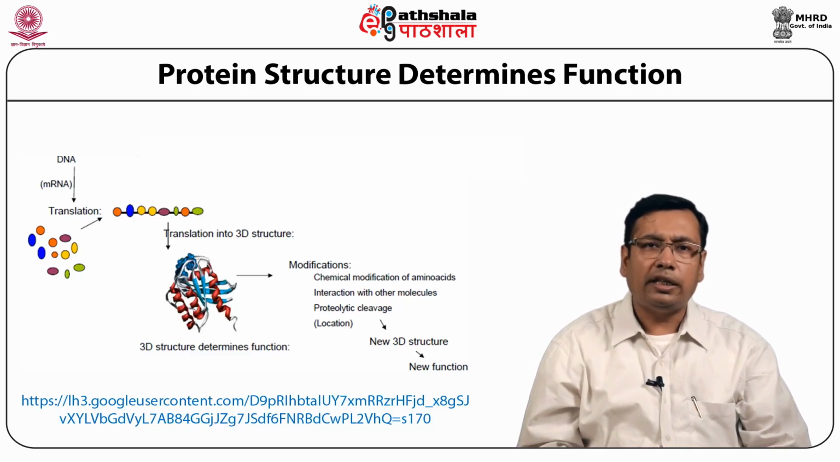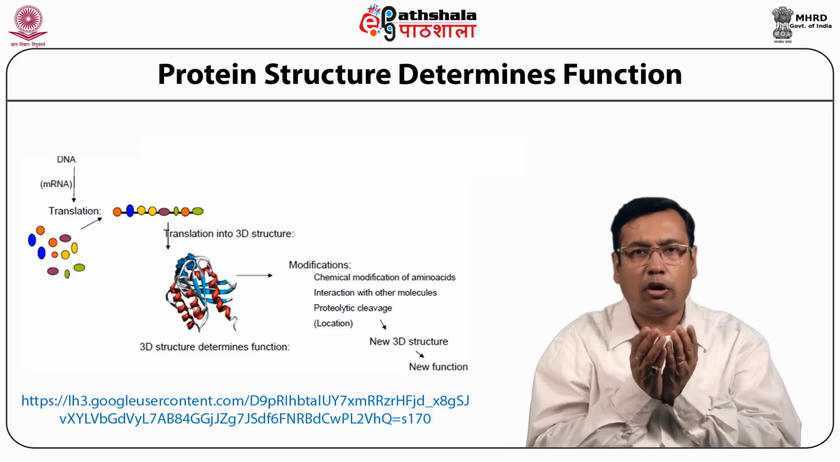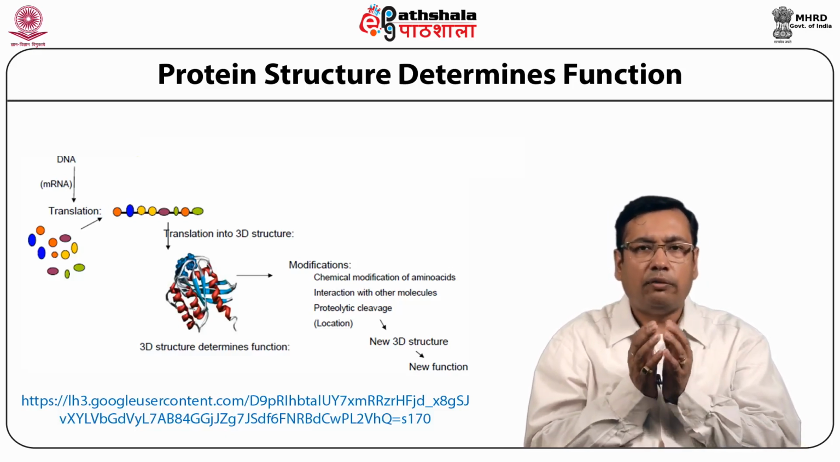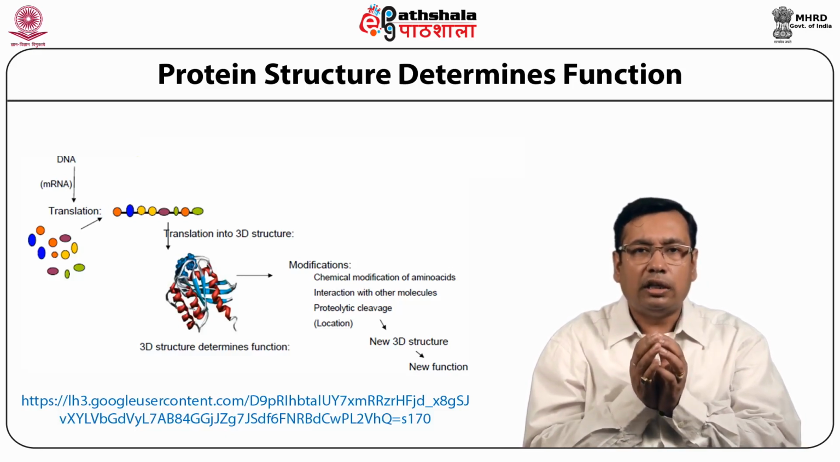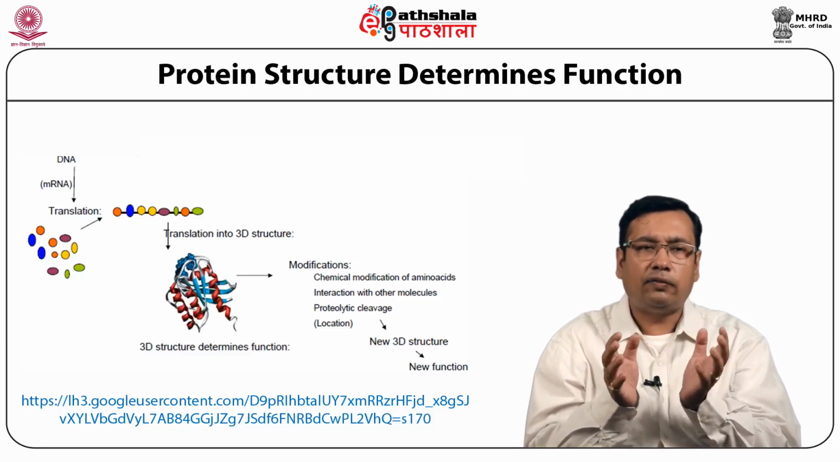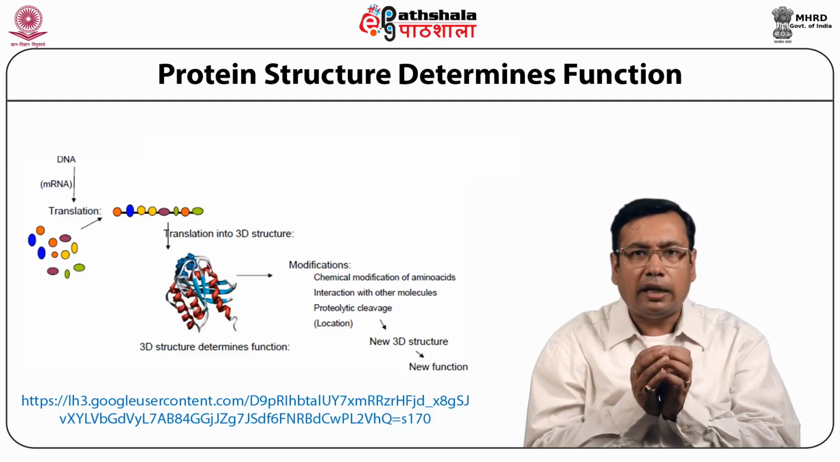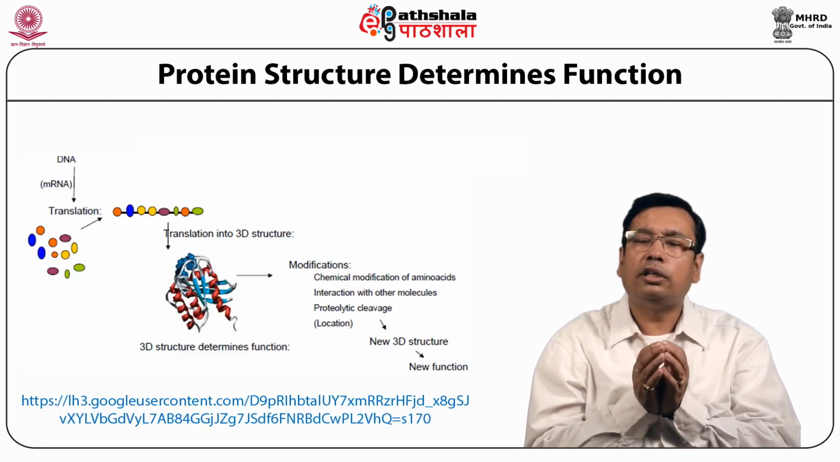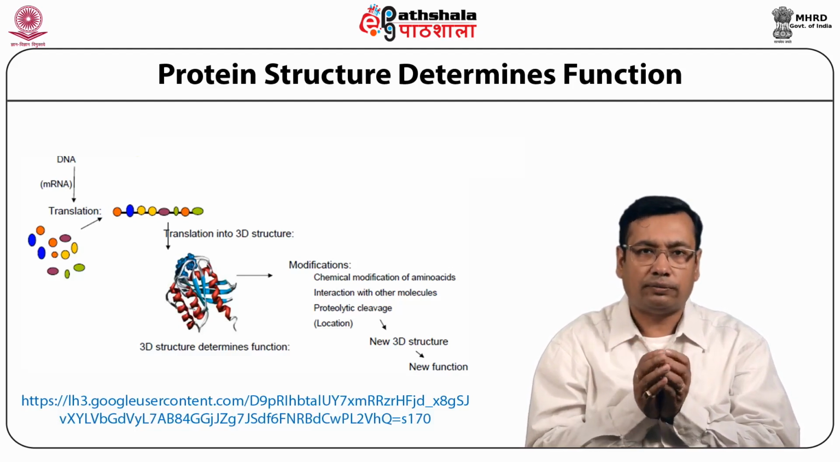Let's see once again, repeating the central dogma of life. Starting from DNA, it is transcribed to mRNA, and mRNA is translated to protein. This protein has a 3D structure once it is formed and falls into the cytoplasm, where it undergoes different chemical modifications, and then it gets a new 3D structure, and thus it performs a function or a new function.